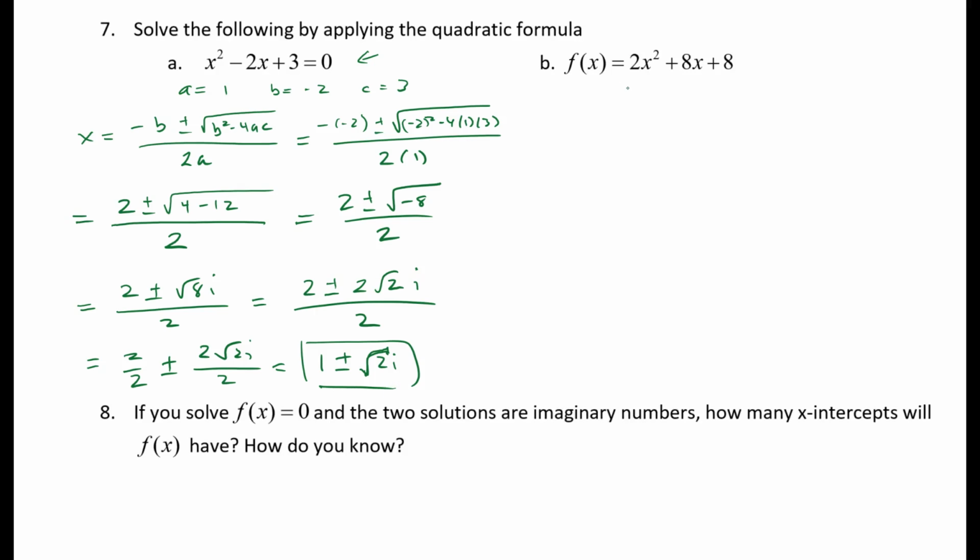B is the same formula. Maybe just make sure you got the right coefficients. Here we'd use a equals 2. That's the number in front. b is 8, and c equals 8. And then you would go from there.